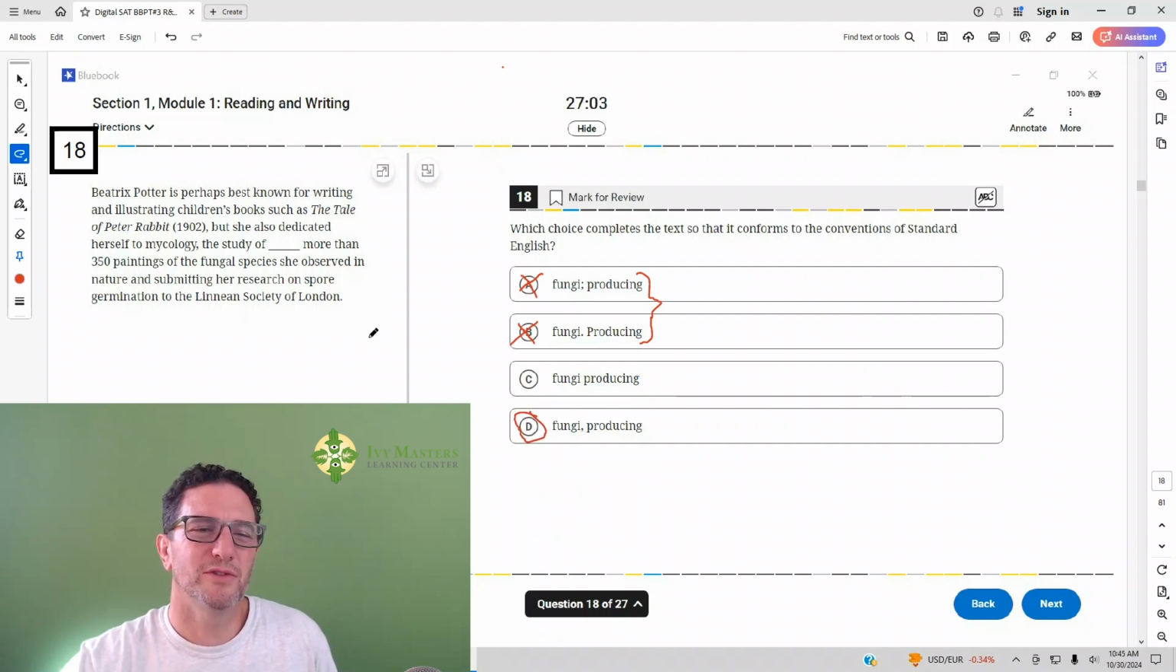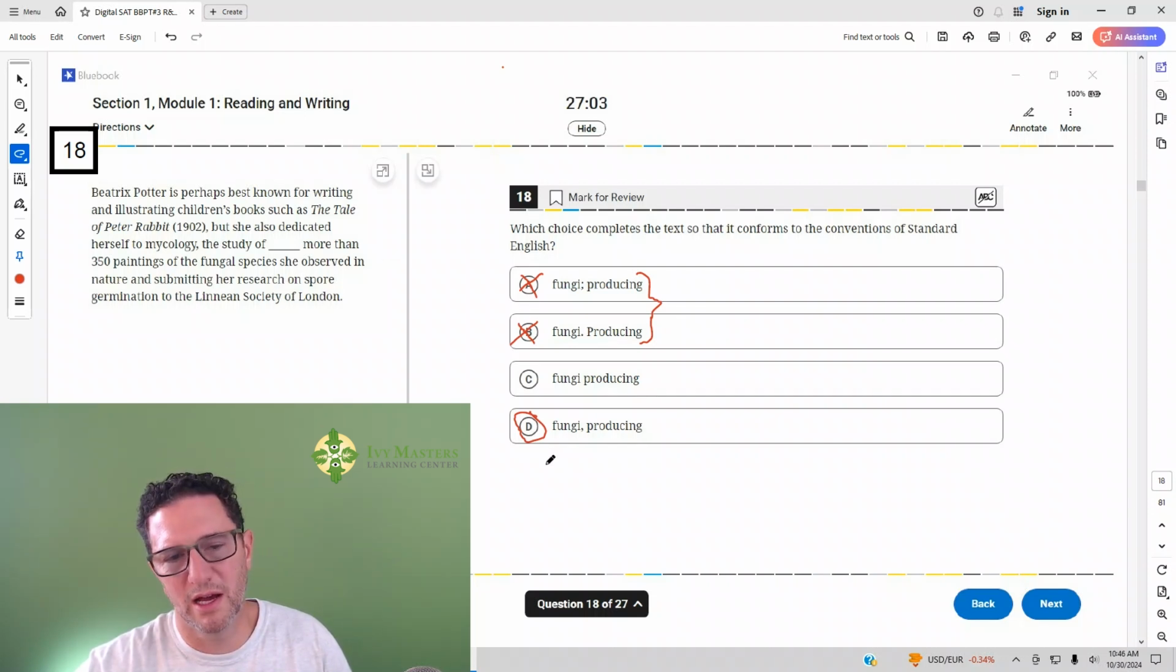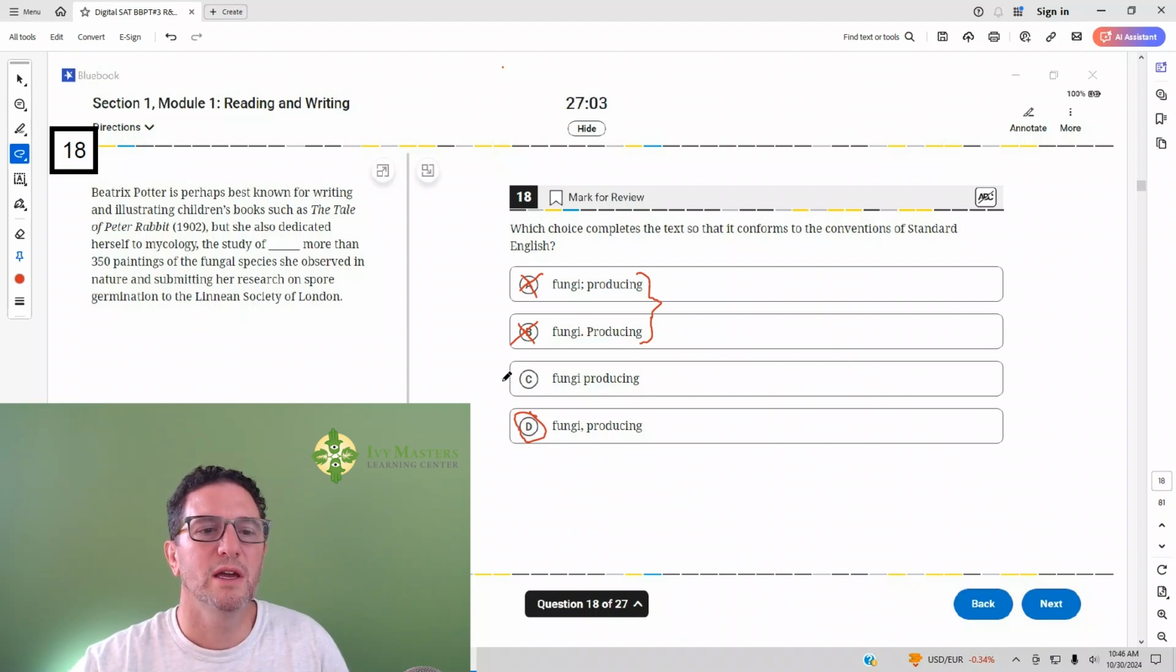Because, and there's kind of a reason for it, right after it says the study of fungi, comma, after the comma, it tells you exactly how she dedicated herself to mycology, the study of fungi. And so there's a natural pause there. D is going to be your correct answer.